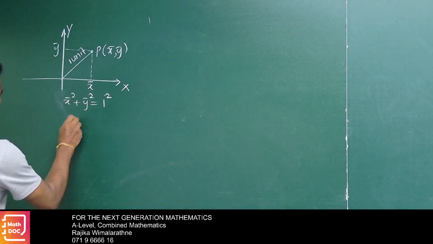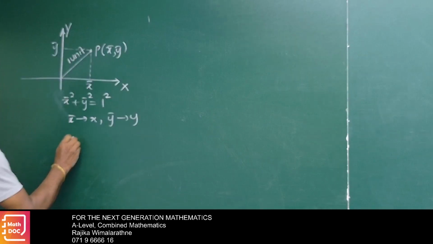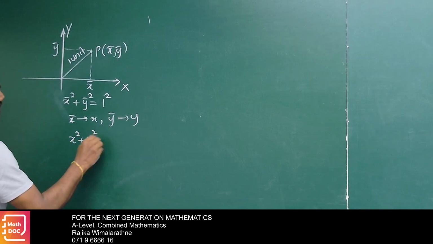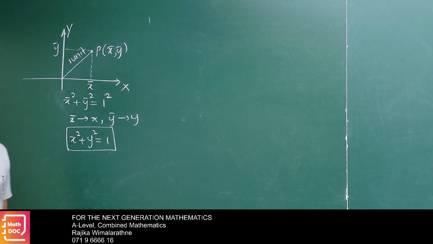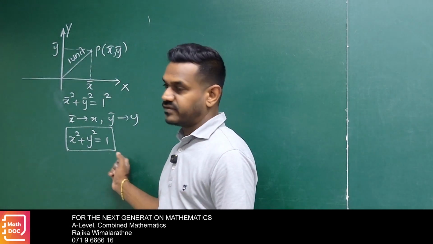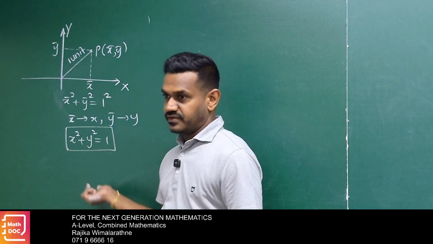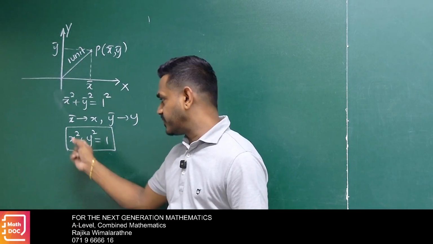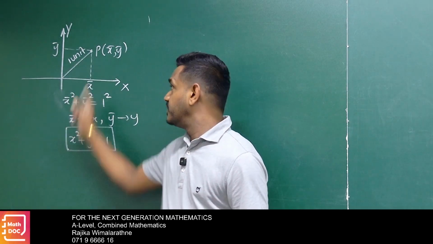Then you replace x bar by x, y bar by y. Then x squared plus y squared equals 1. Here the locus. So anyway, this is a circle, but don't worry about that identification. Later we will see how to identify circle equation. For now, you just try to obtain equation of the locus. That's enough. Do that.